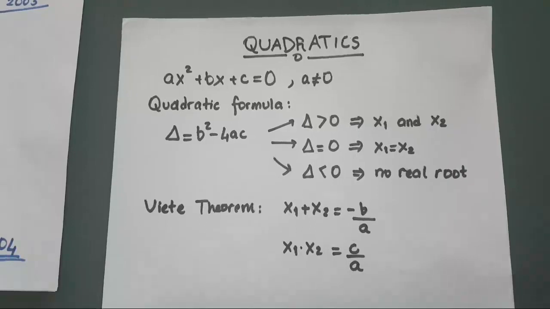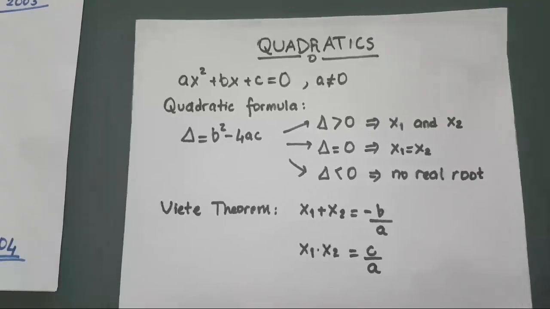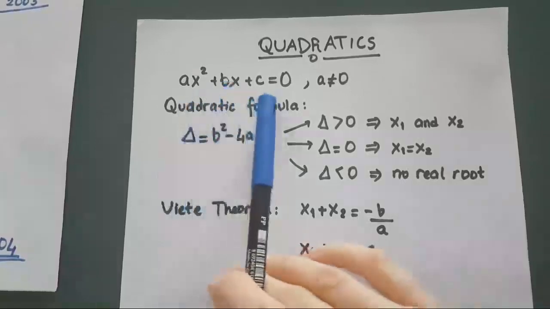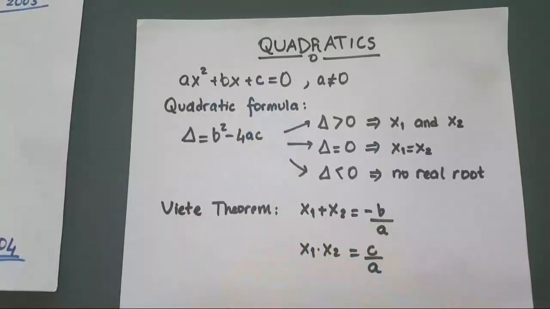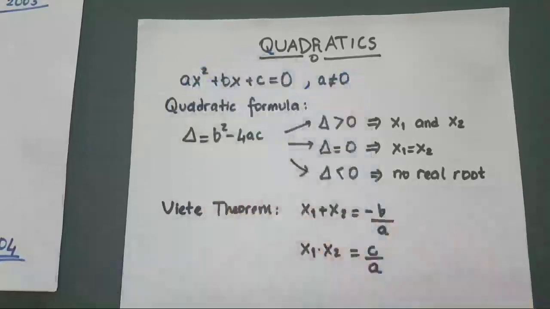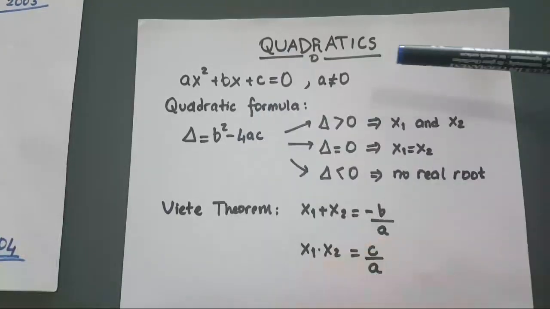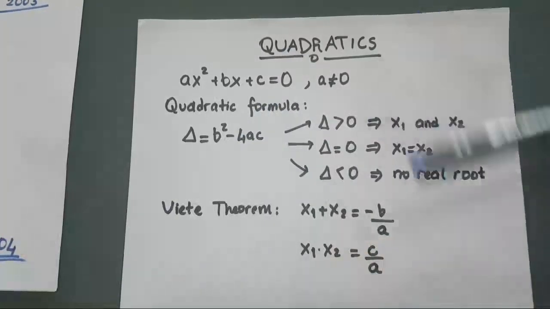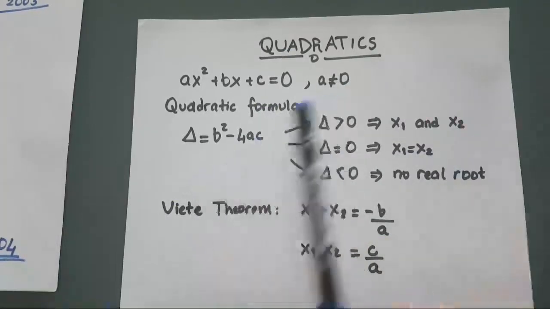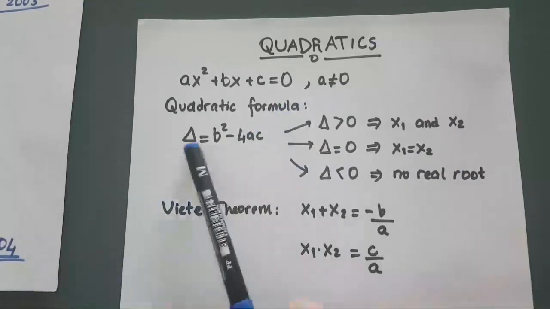Quadratics. First of all, a quadratic equation is written in the form of ax squared plus bx plus c is equal to 0, where a is not 0. What happens if a is equal to 0? Then the equation turns into a linear expression, so a cannot be 0. We use some different methods to solve quadratic equations, but today I will remind you of the quadratic formula. To be able to solve a quadratic problem by the quadratic formula, we use delta.